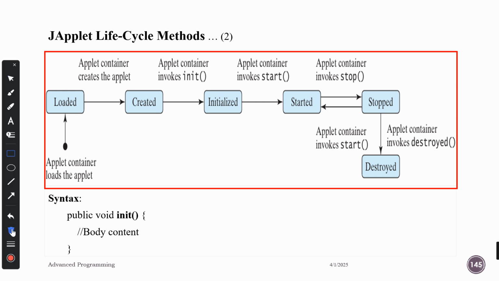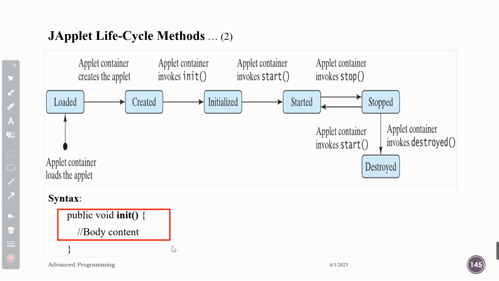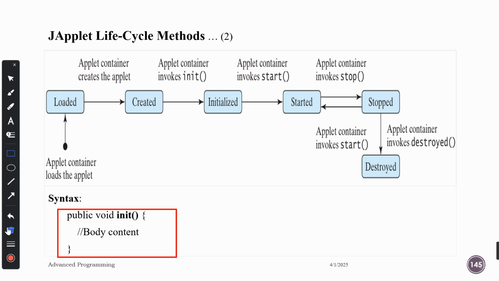For each applet, there are methods for init, start, stop, and destroy. They follow the same pattern. The only thing that differs is their names: public void init for initialization, public void start for starting, and likewise for stopping and destroying. This syntax is directly applicable to every method of the applet.